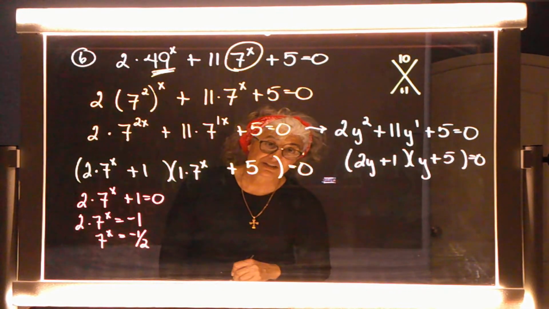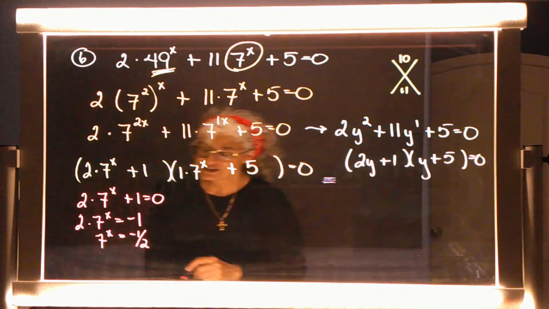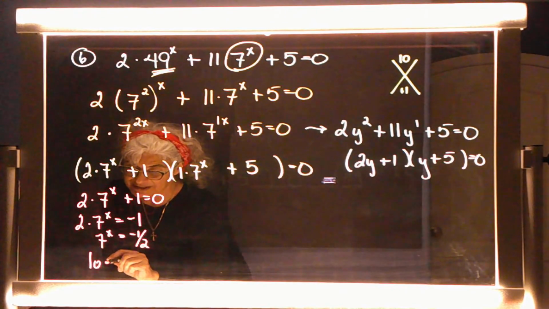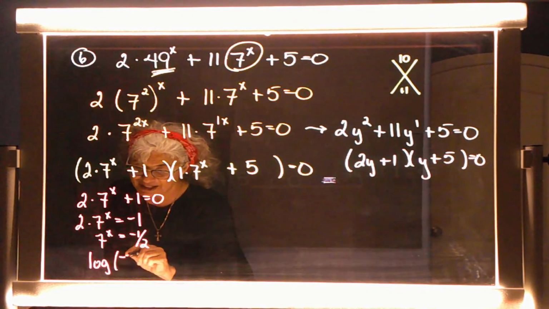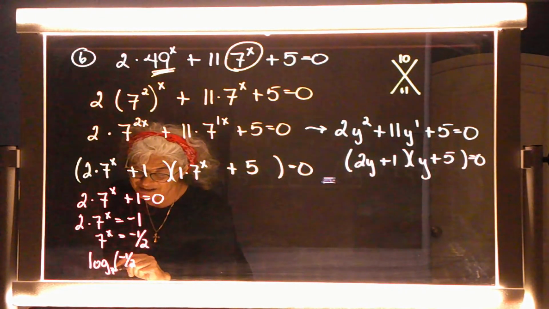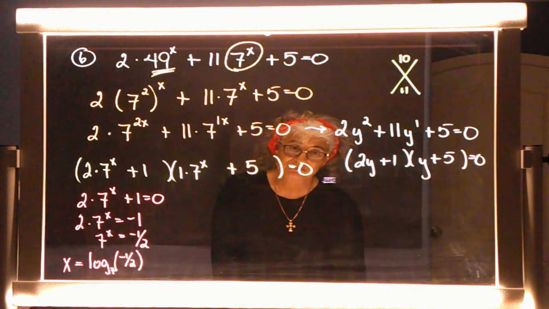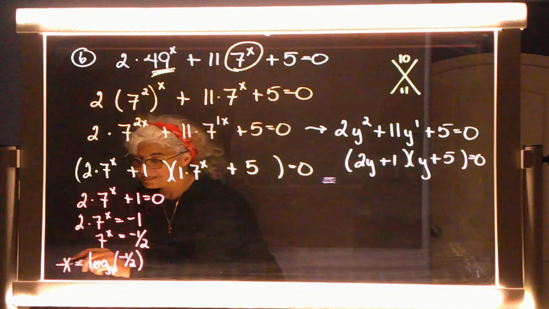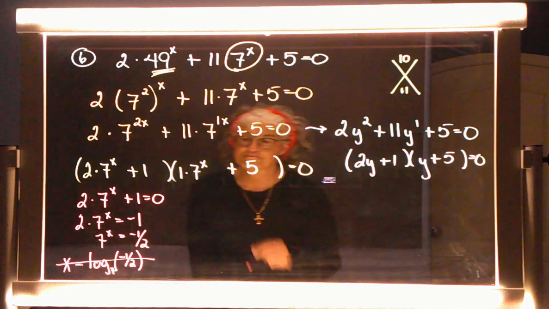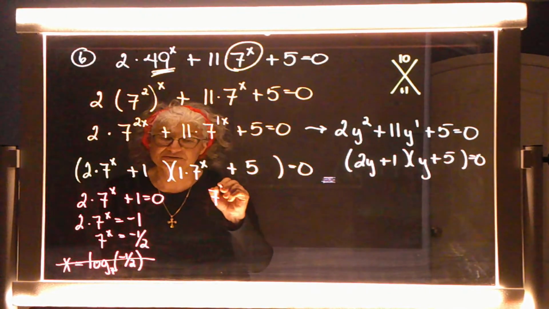Okay, can you see what's going to happen here? Yeah, you have to take the log of both sides, log base 7 of both sides, so you're going to end up taking the log base 7 of a negative number. Is that a viable answer? Nope. It's not. This one's not going to work for us. So let's go over to here.